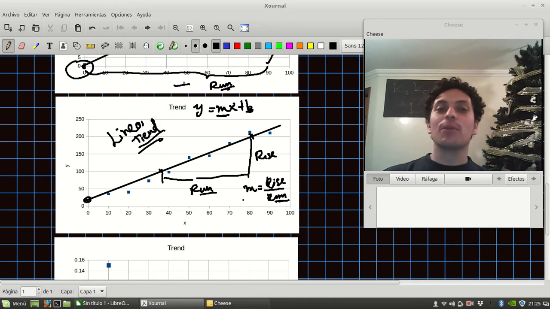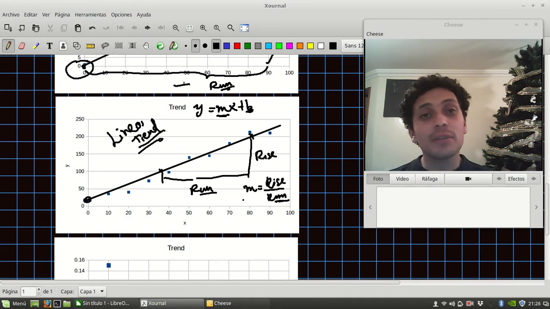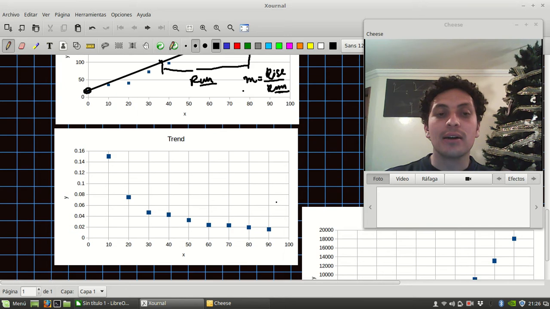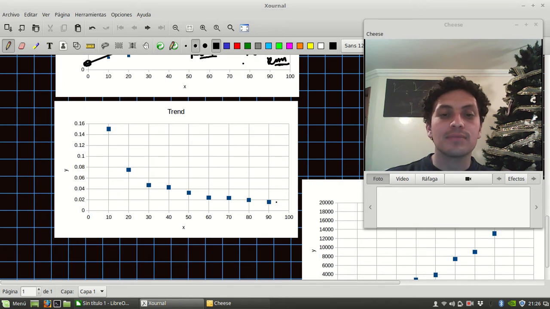And so far we have 2 types of trends: directly proportional and linear trend. Both are related with linear functions. Okay, so this is cool, this is easy, this is one of the best ways to get a trend that it's linear, but sometimes trends aren't linear, like this.